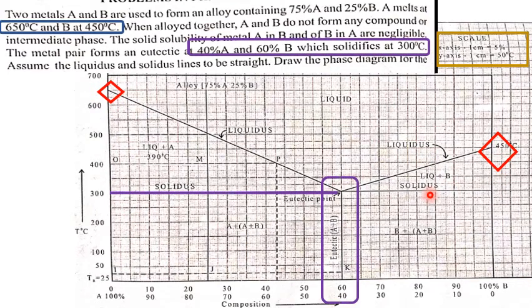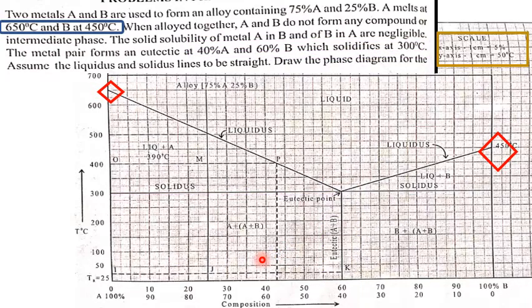The next one is they have given the eutectic composition. So for the eutectic composition, draw one vertical line until it intersects with the eutectic temperature, that is 300. So one horizontal line for 300 degrees Celsius and one vertical line for 40% A and 60% B. So this completes the phase diagram. So two melting points, one horizontal line for the eutectic temperature and one vertical line for the eutectic composition.